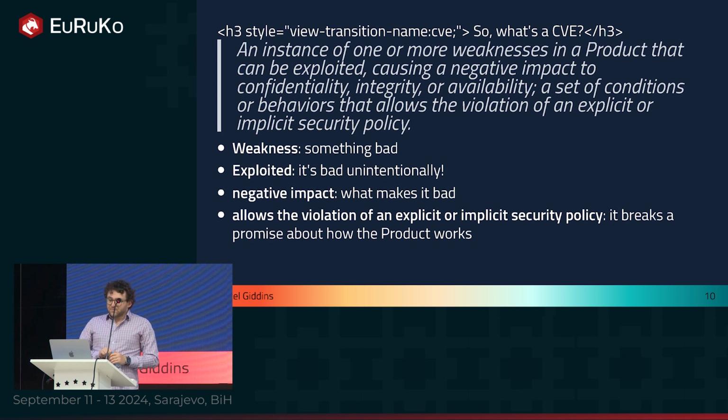And a set of conditions or behaviors that allows the violation of an explicit or implicit security policy. So a vulnerability is something that breaks a promise about how that product works. So that would be promises like, we don't expose your password to other people, or, we don't let other people pretend to be you. We don't let other people upload new Rails gems if they're not supposed to. Stuff like that.